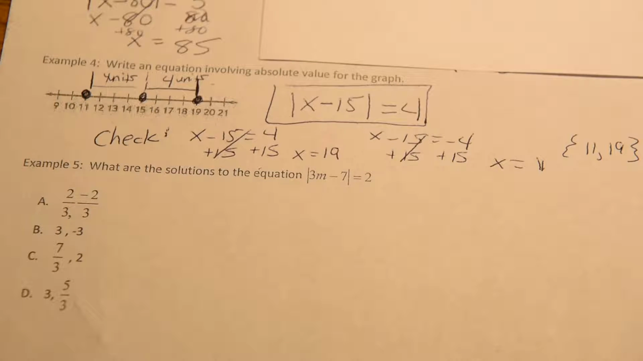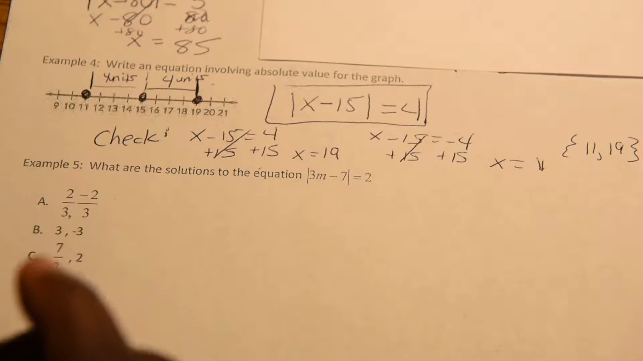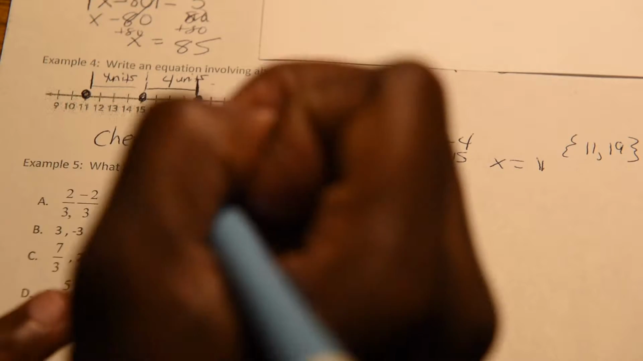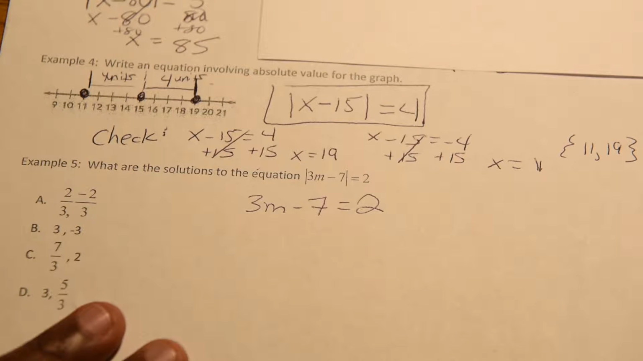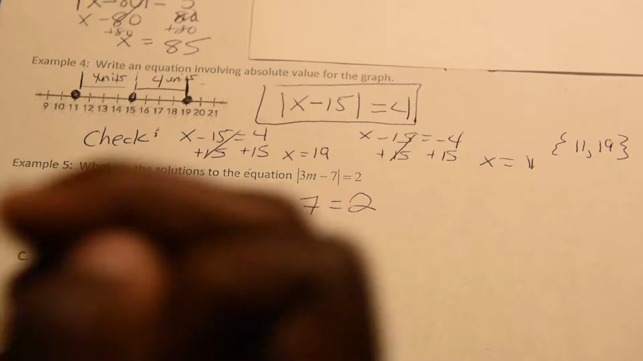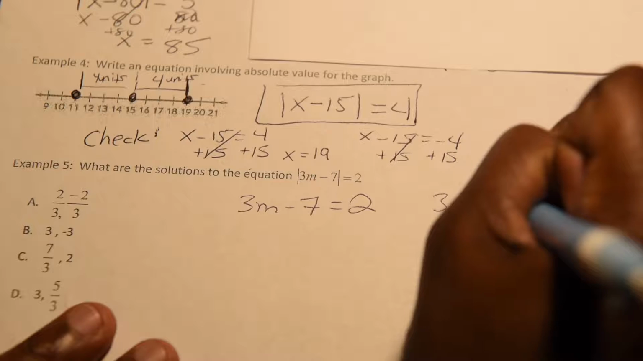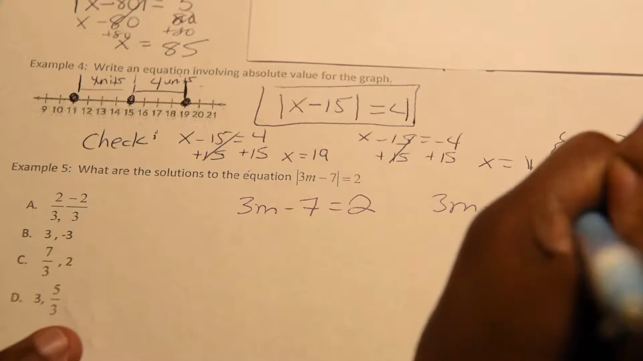Okay, example 5. What are the solutions to the equation absolute value of 3m minus 7 equals 2? So remember, when you're solving absolute value equations, how many answers will we have? 2 answers. That's why you see 2 answer choices. We always have 2. So we're saying the distance between 3m and 7 is equal to a positive 2. And then remember, the second equation is going to say 3m minus 7 is equal to a negative 2.